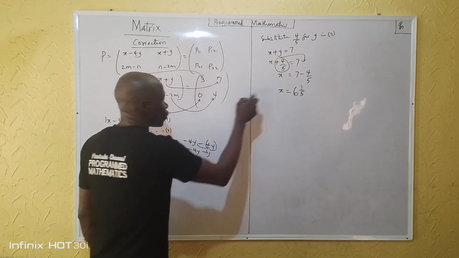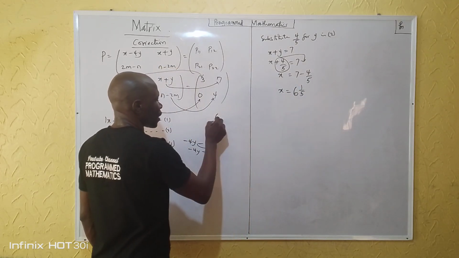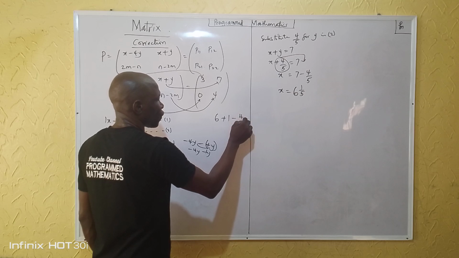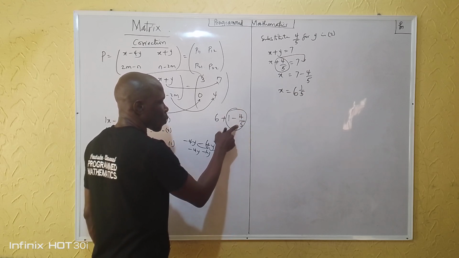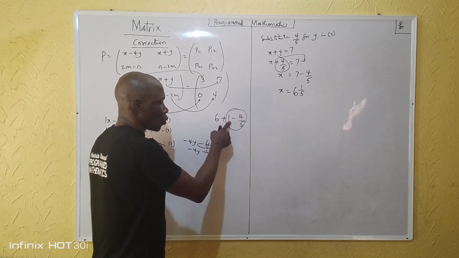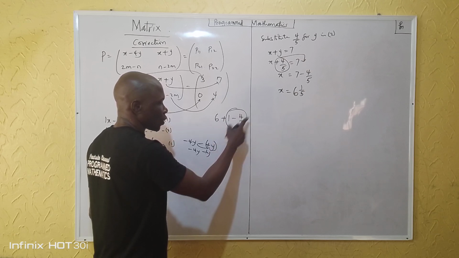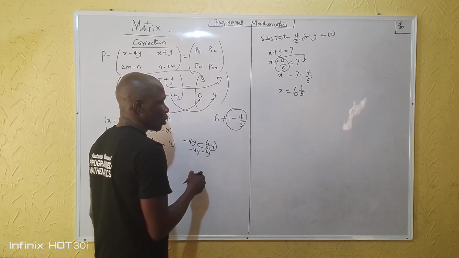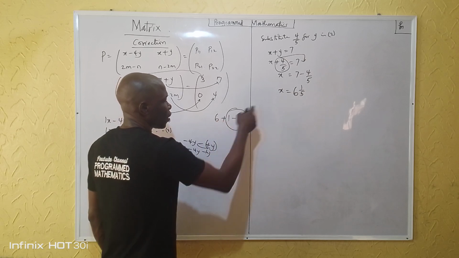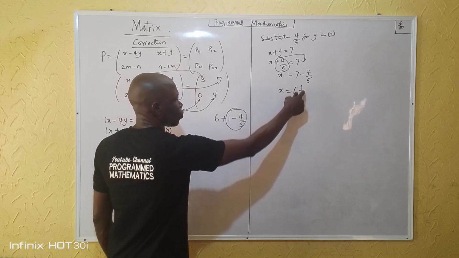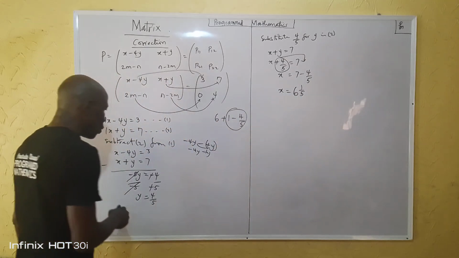Remember, to do this, you can simply say 7 is the same thing as 6 plus 1 minus 4 over 5. When you subtract a proper fraction from a whole number, from 1, simply subtract the numerator from the denominator. Whatever you get, divide by the denominator. So 6 plus 5 minus 4 is 1 over 5. So we have x, we have y.